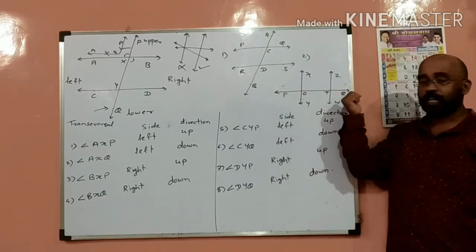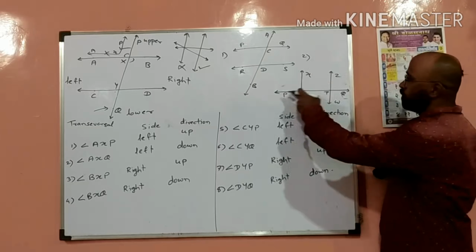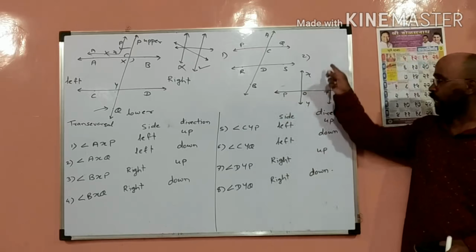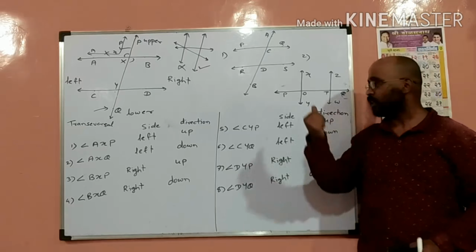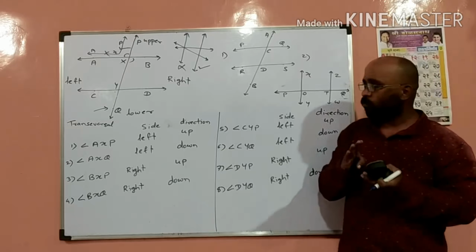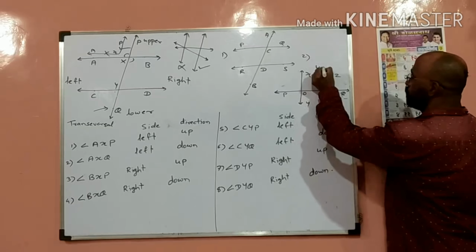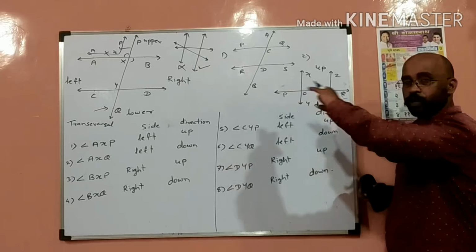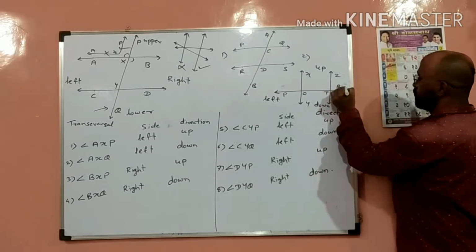How do I identify that this is the transversal and these two are not? Because this line is intersecting 2 lines. This line XY is intersecting only one line. This line ZW is also intersecting only one line. But line PQ is intersecting 2 lines, XY and ZW. So PQ is the transversal. Clear, students? So the transversal is a line which intersects 2 lines at 2 different points. Now if PQ is the transversal, in which sides has it divided the plane? Definitely PQ has divided the plane into up and down sides. Clear? And what are the directions where PQ is going? PQ is going towards the left here and towards the right here.